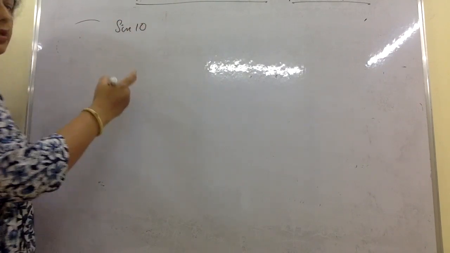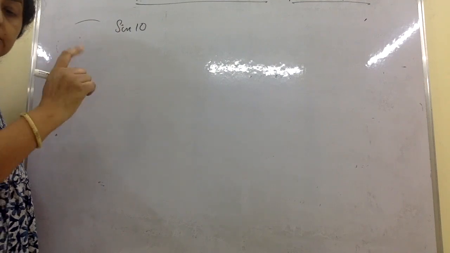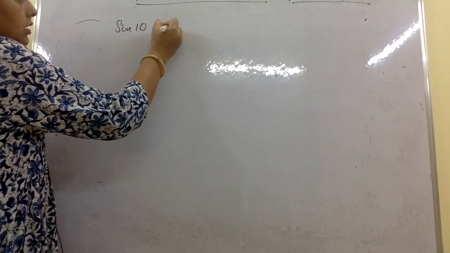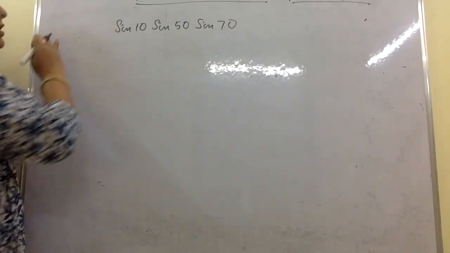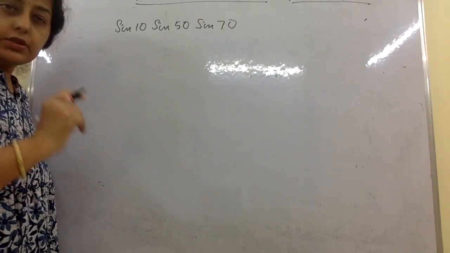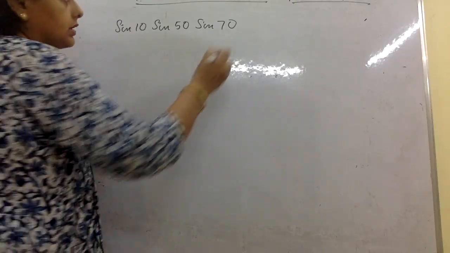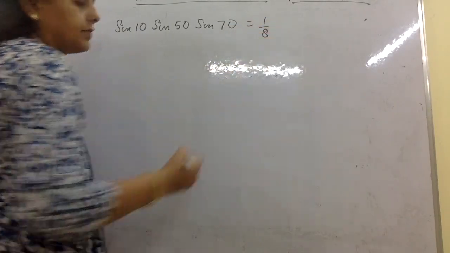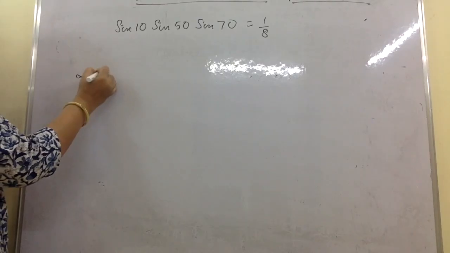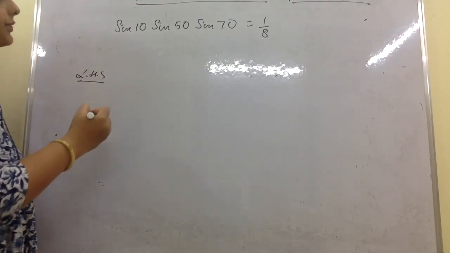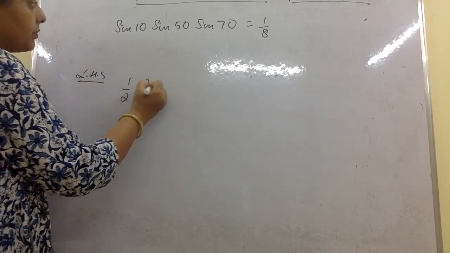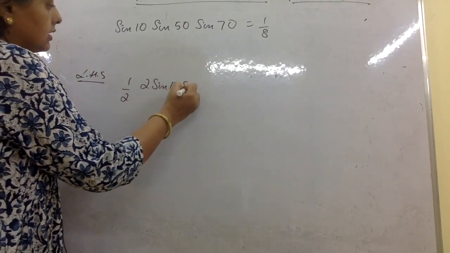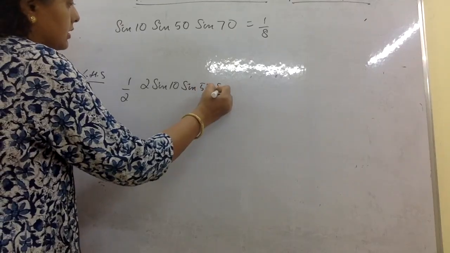Now, quite a similar question we'll have with sine. This is also important. Sine 10, sine 50, sine 70. Remember, the method for sine and the method for cos is going to be different. This is equal to 1 by 8. So, left hand side. Now, what we'll do? Divide by a half, multiply with a half, sine 10, sine 50, sine 70.